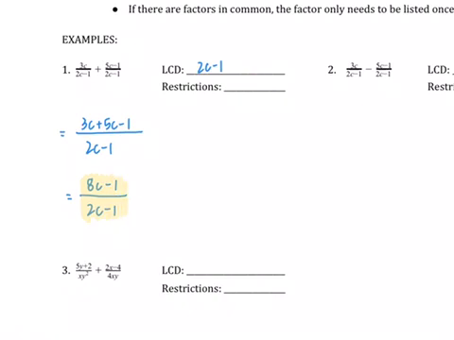Okay. The restrictions come from the denominator, and we've talked about this all year. If the denominator were to equal 0, then the rational expression would be undefined. So what we're going to do is set the denominator equal to 0. That'd be 2c minus 1 equals 0, and solve it. So 2c equals 1, c is 1/2. So you'd say c cannot be 1/2. That's how you find the restrictions.